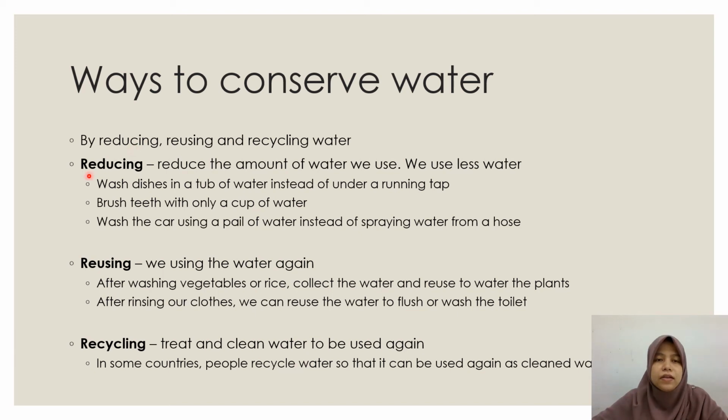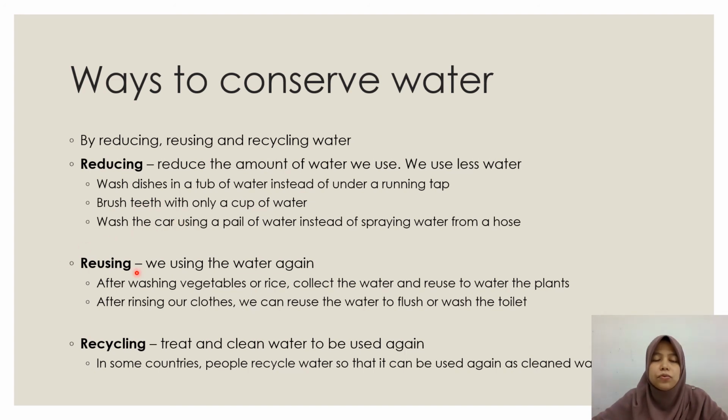What is the meaning of reducing? Reducing means we reduce the amount of water we use. We use less water. For example, wash dishes in a tub of water instead of under a running tap, so you are using less water. Number 2, brush teeth with only a cup of water, not just let the water from the tap run while you are brushing your teeth. Number 3, wash the car using a pail of water instead of spraying water from a hose. So these are the 3 examples of how we can reduce water.